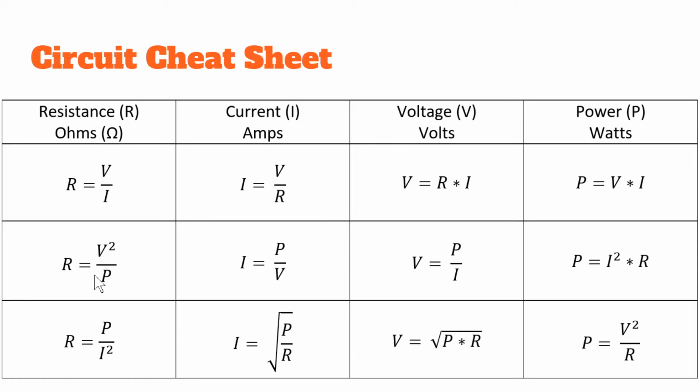This is a cheat sheet just for some circuit formulas. Let's say you want to know what resistor value you need. You know that you have 5 volts as a power source, and your LED needs 1 amp. So 5 volts over 1 amp is going to equal 5 ohms. That's basically how you would determine these kinds of things.